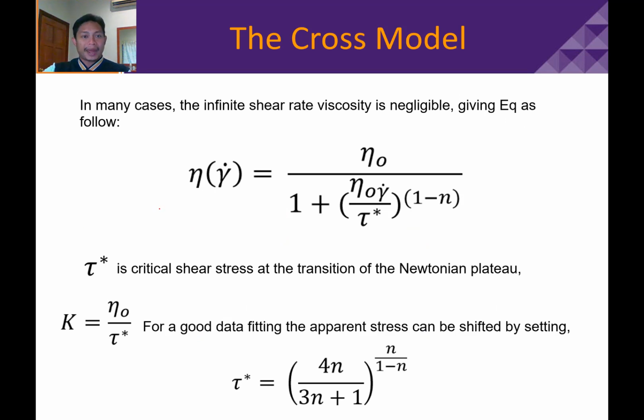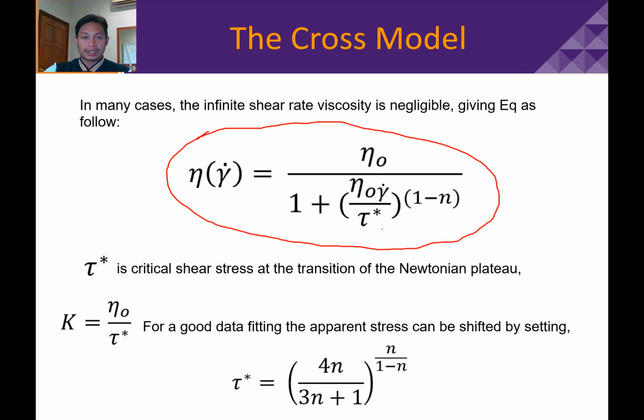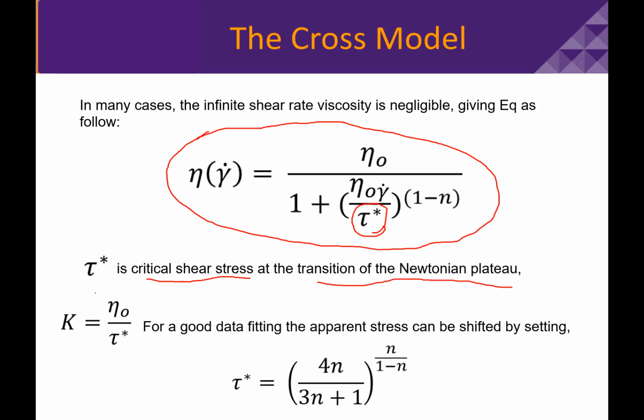In many cases, again, the infinite shear rate viscosity is negligible, so the equation can be rearranged like this. The most important component in this equation is tau star, which is the critical shear stress at the transition of the Newtonian plateau. If we consider a constant K equal to eta naught divided by tau star, then for a good data fitting, the apparent stress can be shifted by using this equation.